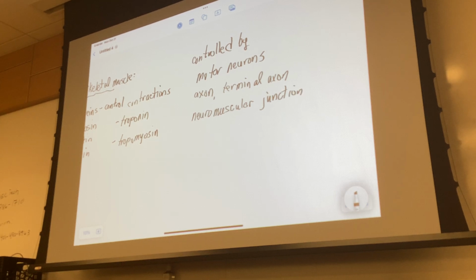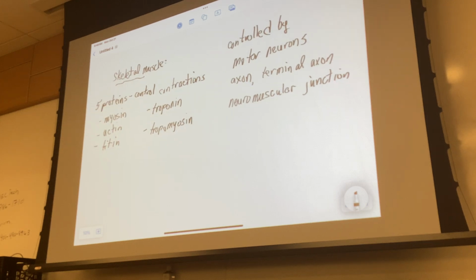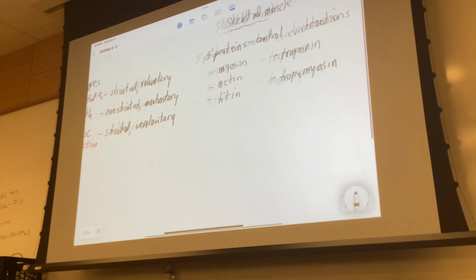So without this neuromuscular junction, the muscle doesn't contract. Without these proteins, this muscle doesn't contract. So you can't get a muscle contraction without all of this working together. So this is where we're headed. We're headed down to the cellular and subcellular processes. But let's go back to where we started talking about.